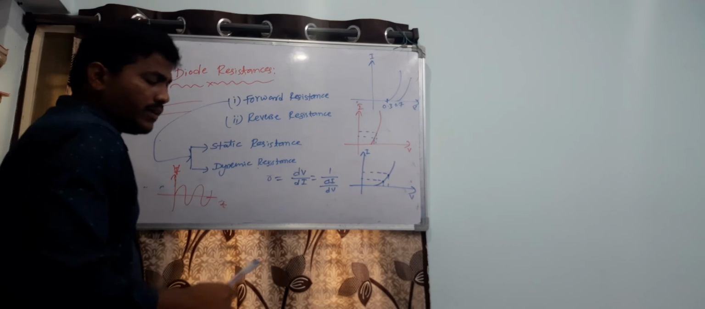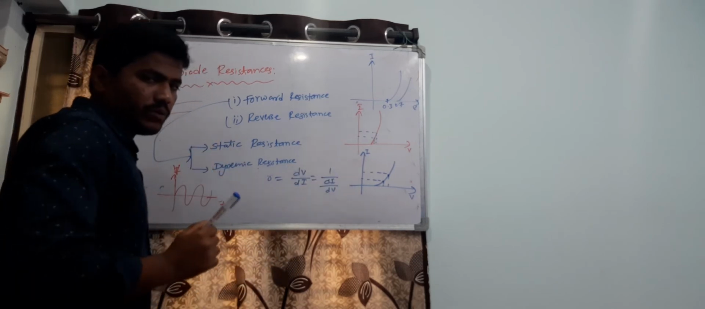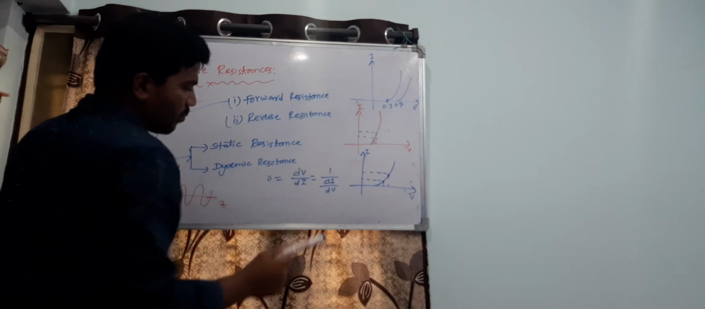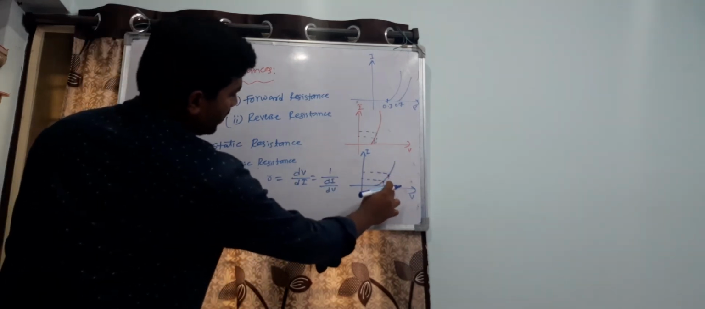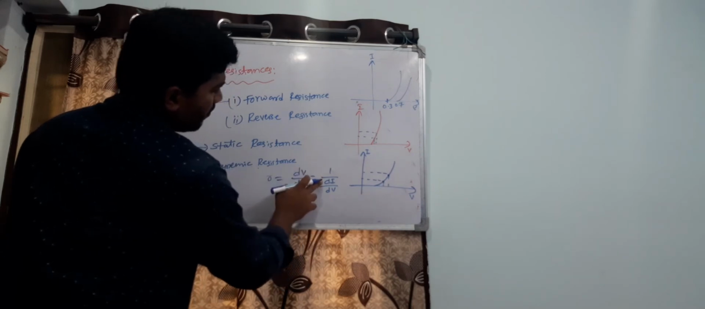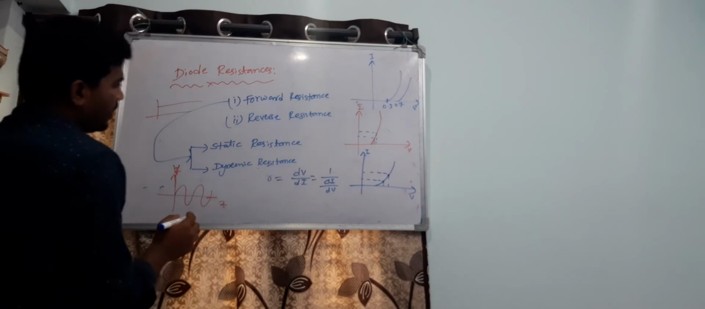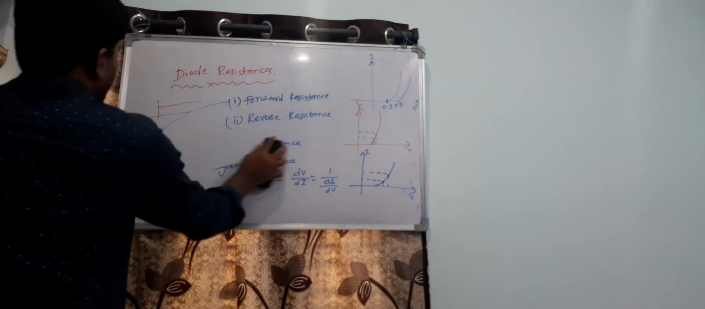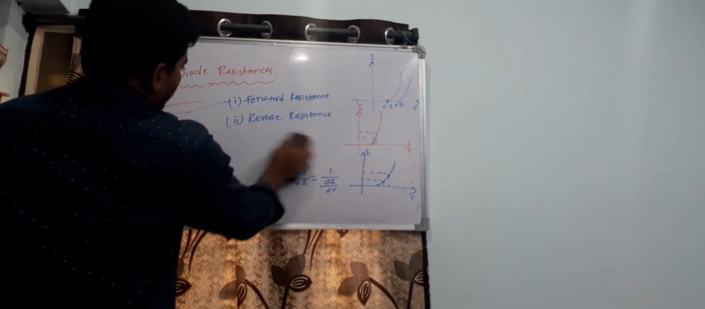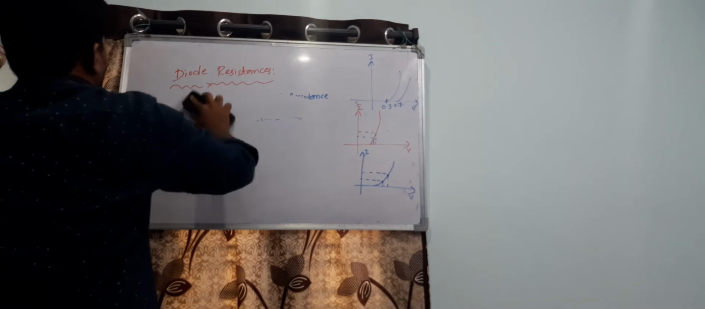which means it is the reciprocal of the slope of the VI characteristics of the PN junction diode. Slope means y2 minus y1 by x2 minus x1, but here we are taking 1 by that, so this value will be 1 by slope, we can say. It is a very simple derivation, and after completion of this derivation, we will go for reverse resistance. It is a very small derivation.